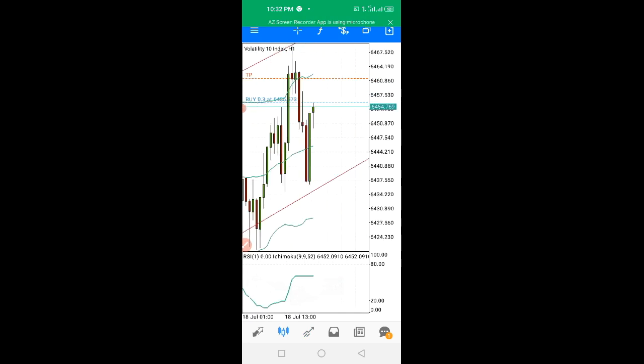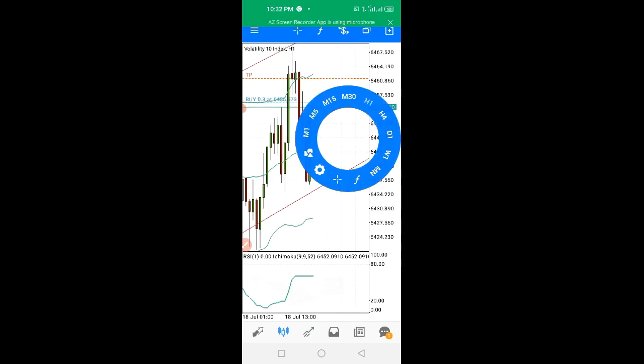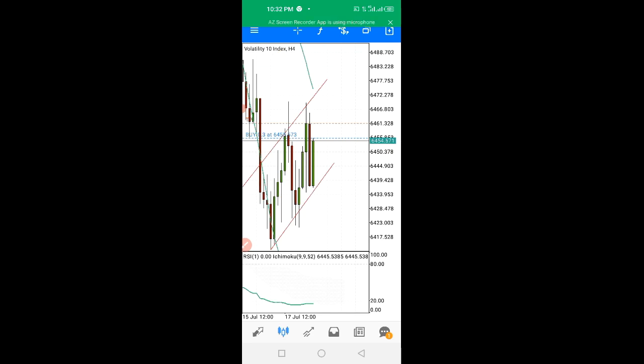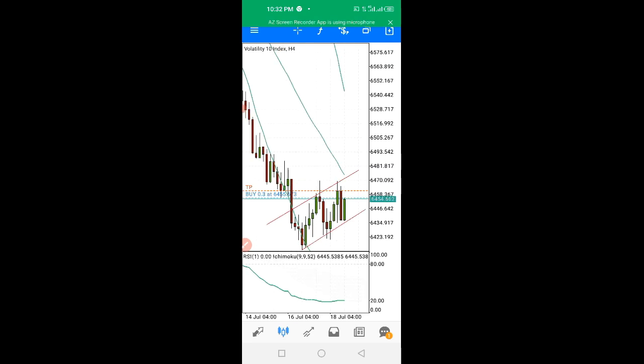Now then what next? We have gotten the direction of the market on the 4 hours. So we came to the 1 hour to check if it's working like that. It's actually working like that. So we'll place a trade. Now let's go and check another market.